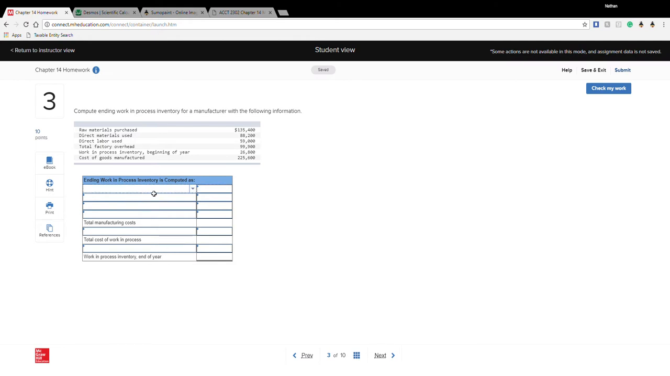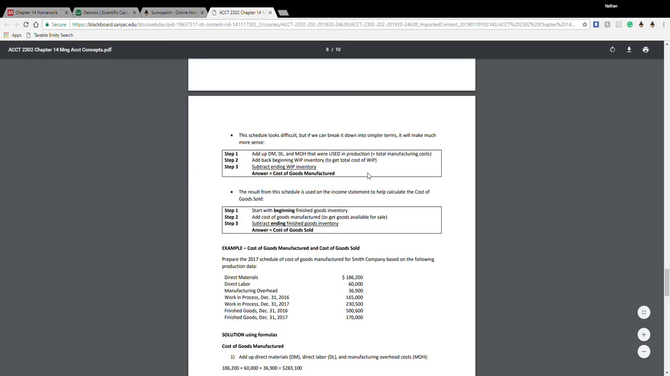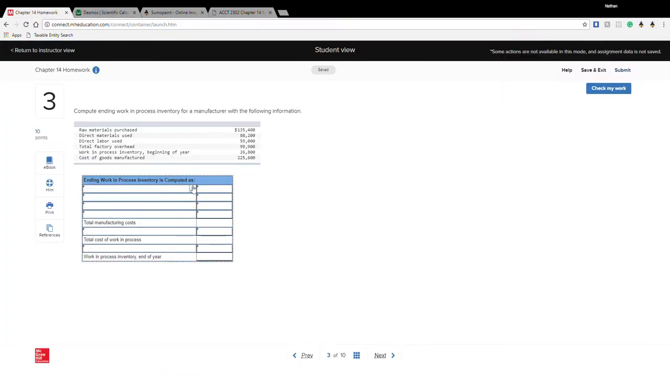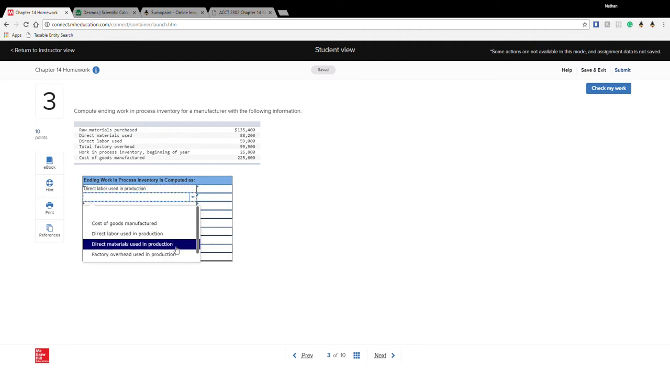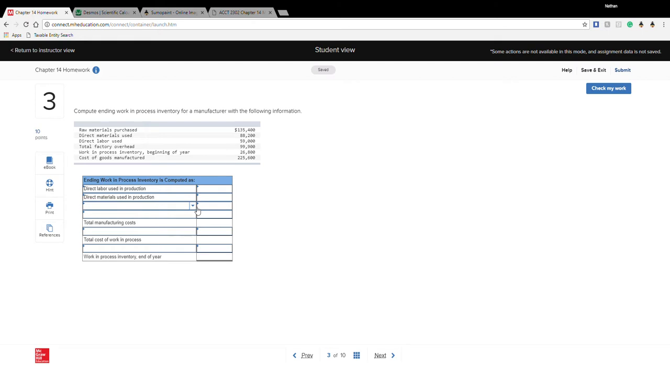So let's start off. Total manufacturing cost is always going to be the big three. So in our notes, it's right here. It actually shows it right there. Equals total manufacturing cost. So big three we're going to get. So direct labor. Now, does it matter in the order? Not really. Connect just wants to see and make sure that the numbers are used.